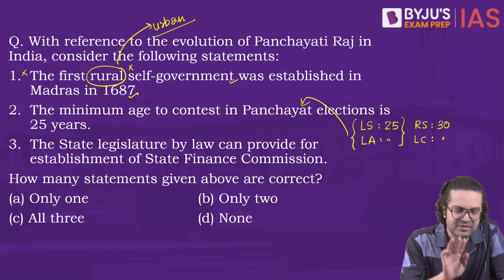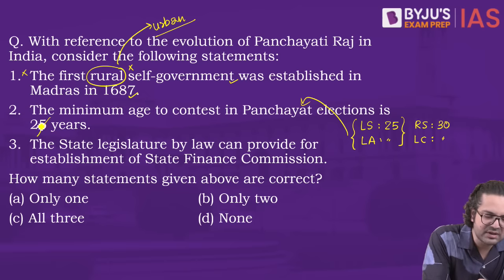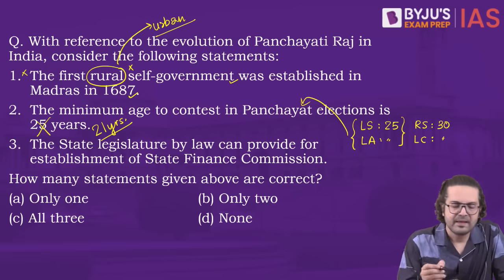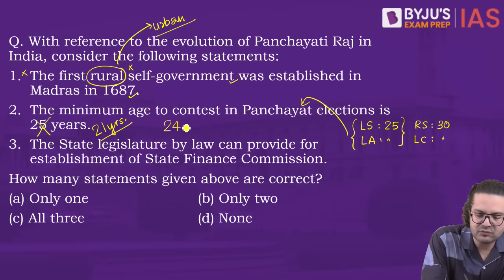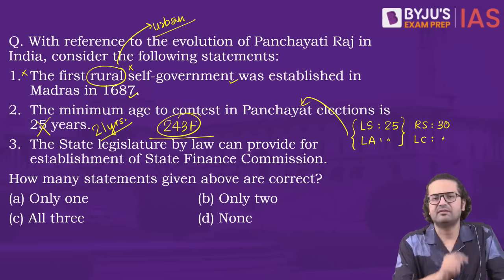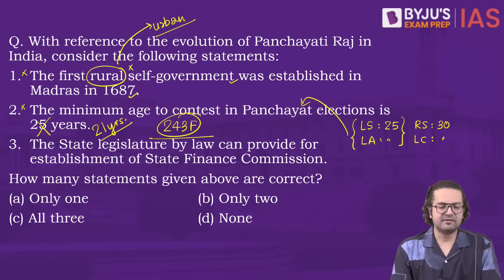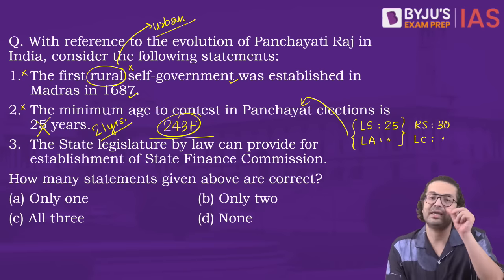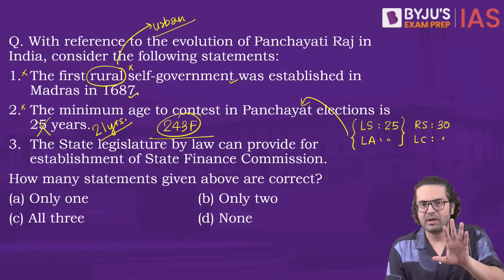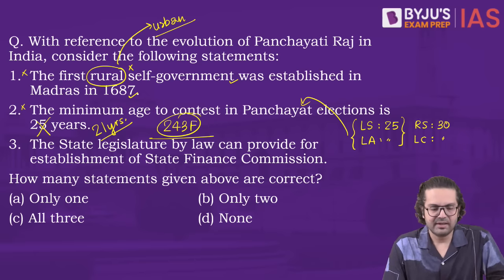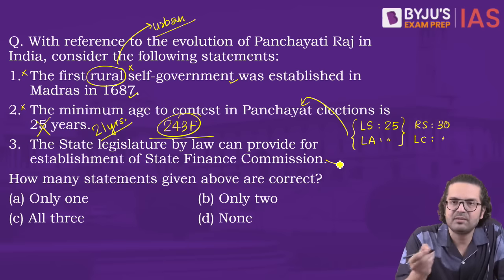No. For panchayats, the minimum age to contest is 21 years, not 25 years. Okay. This is mentioned under Article 243 capital F, article number not really important. This fact is important. So 2 is also wrong. Number 3, the state legislature by law can provide for the establishment of SFC. By law can provide. There is no can provide. It has to. It's a mandate. SFC is a mandatory provision.